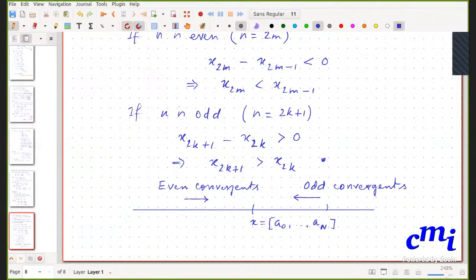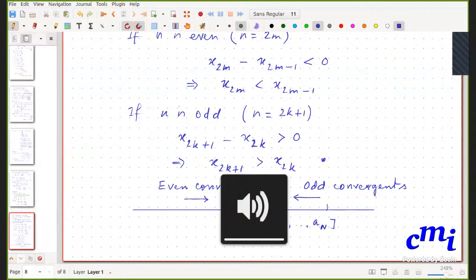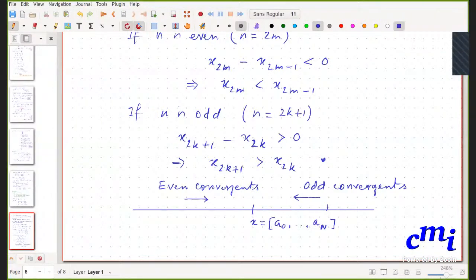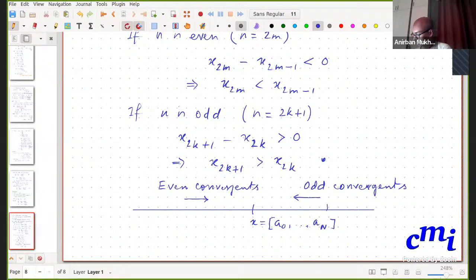You can use the nested interval theorem. You can find the intervals. So that kind of thing we are going to do. We would see the rate of convergence. Some of the things I'm going to skip actually.